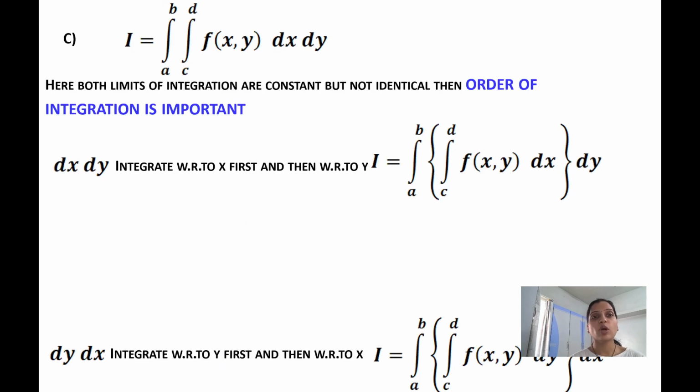The next case we took was where both limits are constants. Now, if both limits are constants, the inner limits are neither a function of x nor a function of y. So here both are constants. So it is your decision whether to integrate with respect to x first or with respect to y first. Okay, so this is what we had covered in the previous lecture.